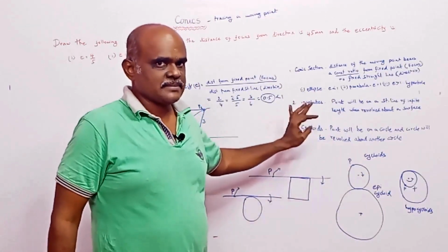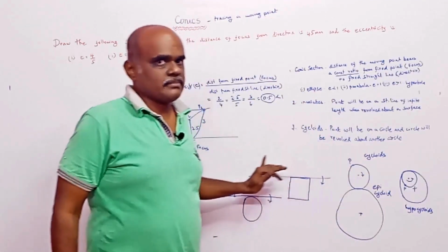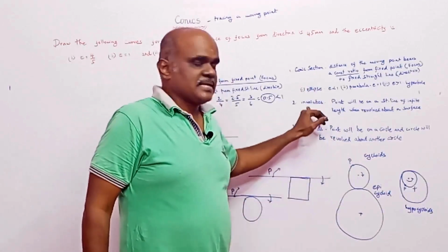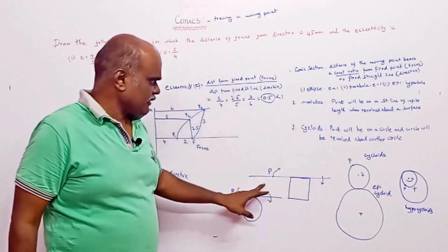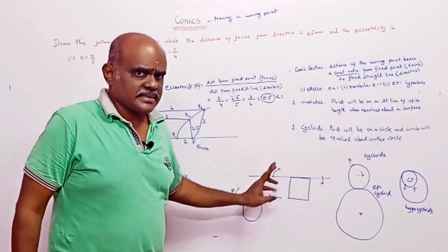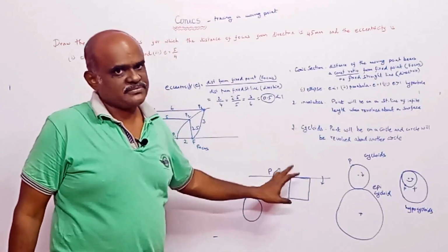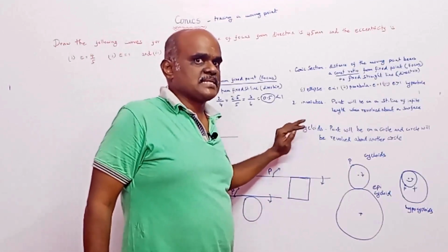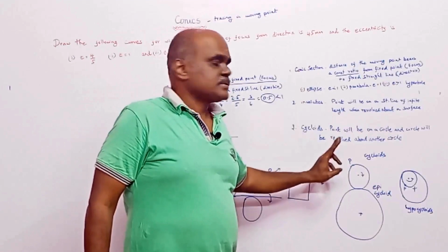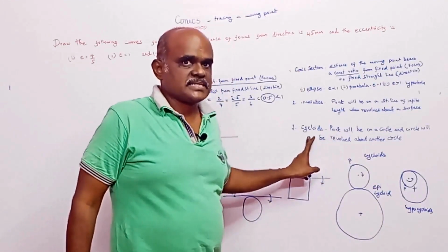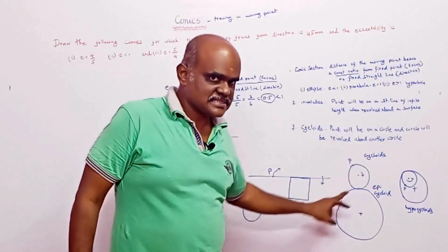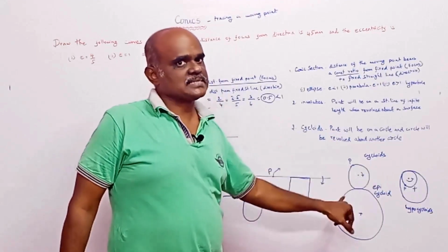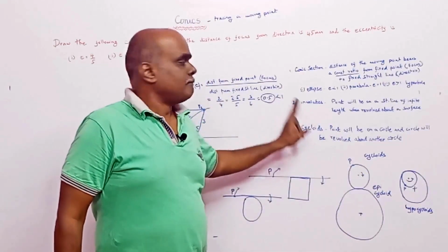The next type of conics is involutes, in which we have a point and a straight line. When this straight line is revolved over the surface of another surface, then the path traced by this point is an involute. Similarly, we have cycloids. In case of cycloids, we have a point on a circle, and when this circle is revolved over the surface of another circle, that is your cycloid.